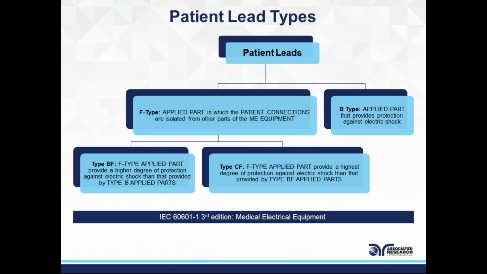So we talked about leakage current types. Now let's talk about the patient leads. The main aspect of having leakage current testing done is if you have any kind of patient leads. Patient leads are important to classify in two different sections. There's a B-type applied part that comes in contact with a patient. So my example of a hospital bed is a B-type applied part.